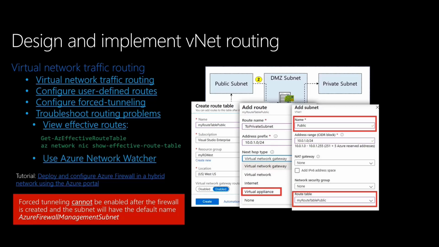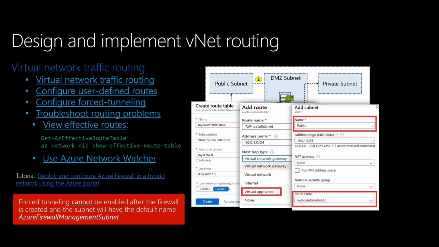So to help understand virtual network routing, let's take a look at the diagram here on the slide. So this is an example where you have a virtual network that includes 3 separate subnets. So the subnets are private on the right, you've got DMZ in the middle, and you've got public on the left. So in the DMZ subnet, there's a network virtual appliance, which we just talked about in the previous section. And you want to ensure that all traffic from the public subnet goes through the NVA to the private subnet. So what you want to do here is create a route table.